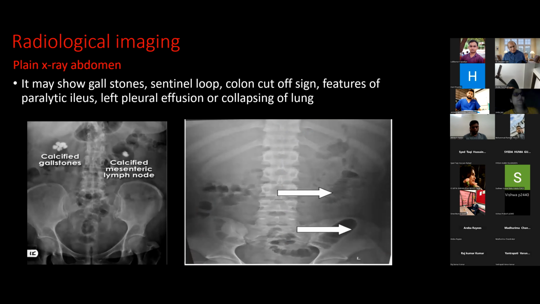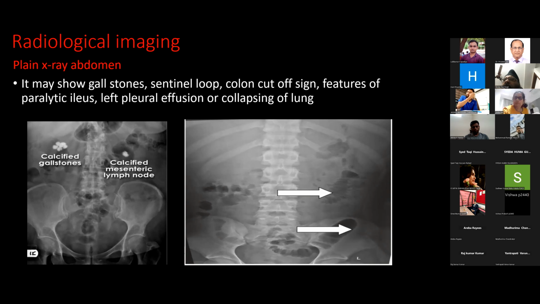Now coming to radiological imaging, if the patient presented to you with severe abdominal pain and has elevated amylase and lipase levels, imaging is not required for the diagnosis of acute pancreatitis. It generally gives an idea about the cause of acute pancreatitis. So coming to radiological imaging, X-ray abdomen. This X-ray abdomen may show gallstones or sentinel loop. In the second picture, the first arrow indicates the sentinel loop.